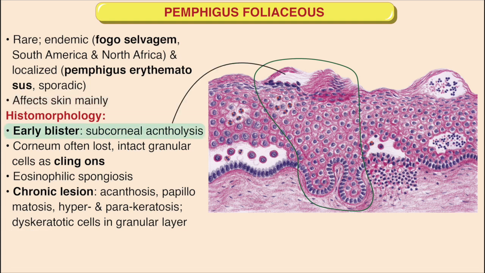On histomorphology, early blisters show subcorneal acantholysis. Stratum corneum is often lost from the surface, leaving granular keratinocytes as clingons. Epidermis may show eosinophilic spongiosis. Chronic persistent lesions display acanthosis, papillomatosis, hyperkeratosis with focal parakeratosis, as well as dyskeratotic cells in the granular layer.